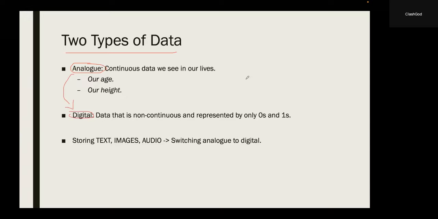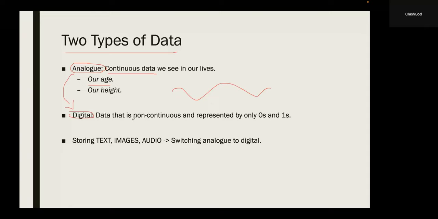So essentially, what we are doing when we store images, or sounds, or text, is transferring it from analog data to digital data. Now the specific definition for analog and digital is here. Analog data is continuous data that we see in our lives. So data that is continuous, say like our age. Our age is continuous. For example, a tune of music is continuous. It does not stop at any point. So music does not stop at any point.